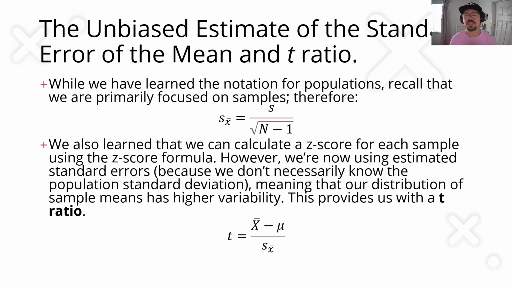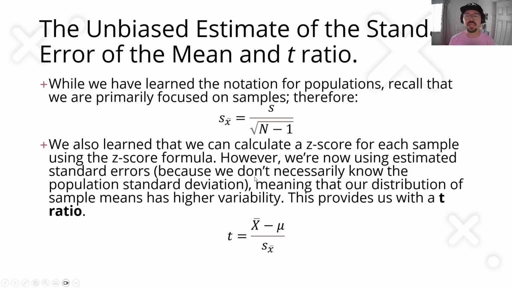So while we've learned the notation for populations, recall that we're primarily focused on collecting sample data. Therefore, instead of sigma x bar, which is representative of the standard error of the mean for a population, we're now incorporating the lowercase s and the x bar. This represents an unbiased estimate of the standard error of the mean for samples. In this case, we're taking the sample standard deviation and dividing it by the square root of n minus 1. And as a reminder, n minus 1 is how we are accounting for the smaller sample size.